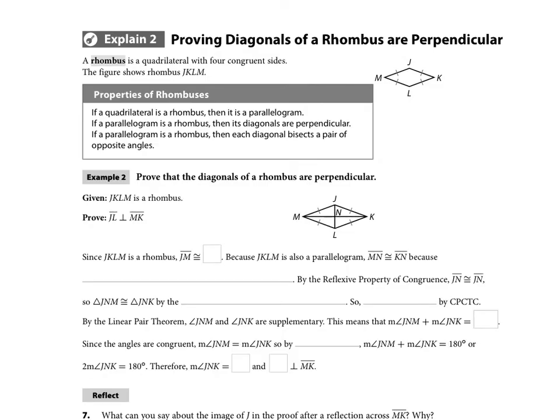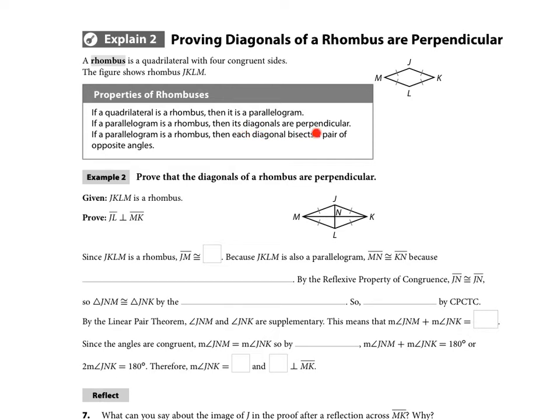Okay, explain 2. We're going to be proving that the diagonals of a rhombus are perpendicular. A rhombus is a quadrilateral, as we can see at the top here, that has 4 congruent sides, and that figure shows rhombus JKLM, as you see over here on the right. There are several properties of rhombuses that you need to know. First off, if it's a rhombus, it's always a parallelogram. Then, if it's also a rhombus, we know 2 things.